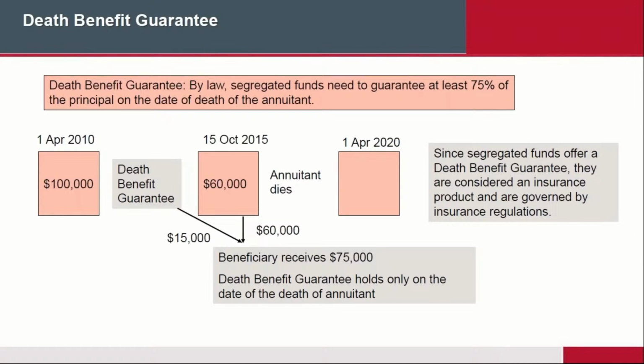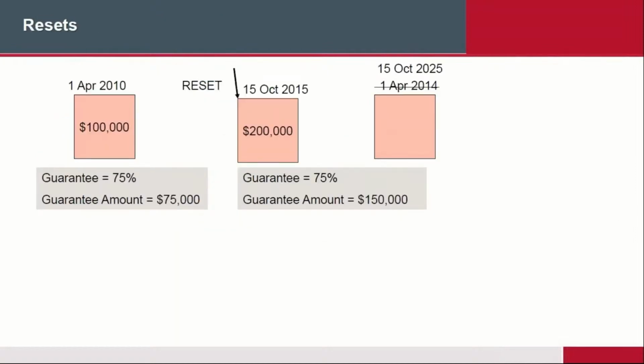So read the question very carefully on the exam, because sometimes also you may have a 100% guarantee, in which case everything I've said here will be 100% instead of 75%, but it's the exact same principle. Okay, so those are two very, very important concepts, and in regards to unique features of the segregated funds that are not available on mutual funds. The other very, very good option is resets. So this is a little more complicated.